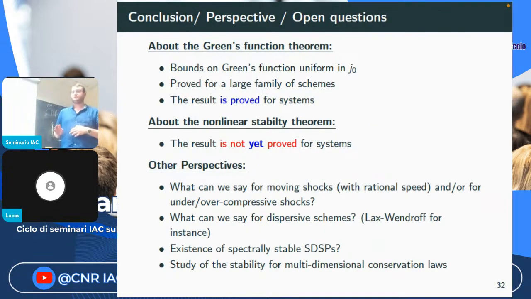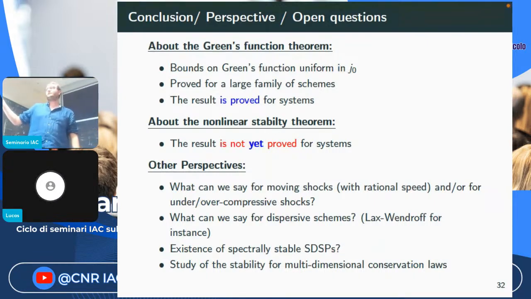So just to recapitulate, to summarize, the first theorem on the Green's function is proved for systems and is essentially proved also for a large family of schemes. However, the second proof on the nonlinear stability theorem is not proved for systems of conservation laws, but is something that I think should be doable with a little bit more careful analysis.